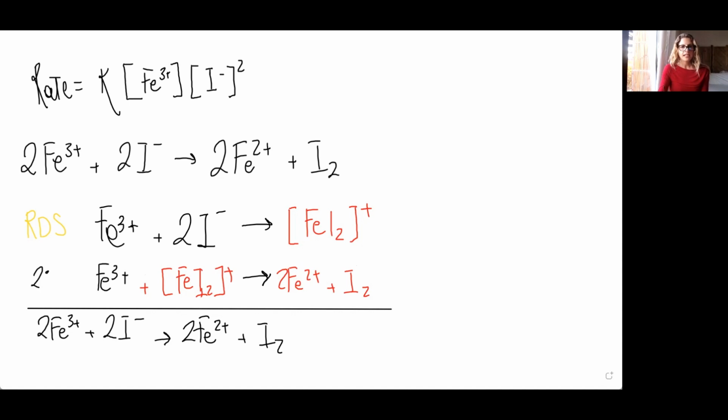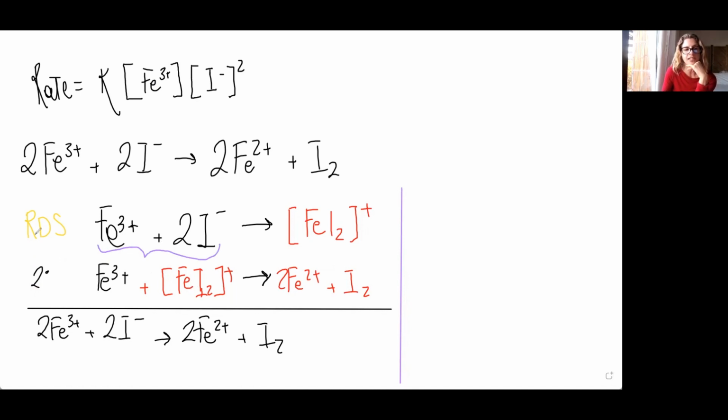Okay, just one little thing that I wanted to mention. Let's just assume that this is the correct mechanism. One thing to think about is how the rate equation would look if we had this being the rate determining step. Because if in the rate determining step we have an intermediate, you cannot include that in the rate equation, but instead you would replace that with what forms that intermediate.